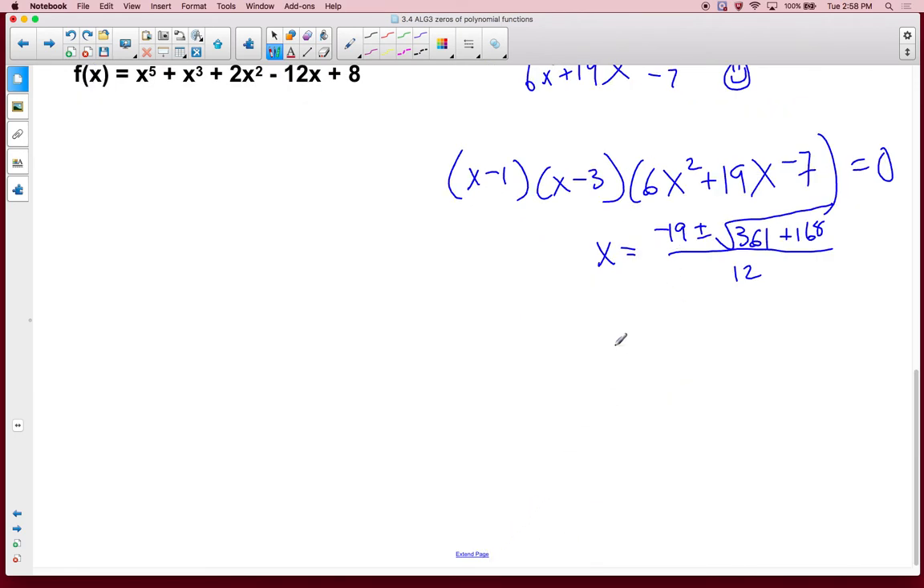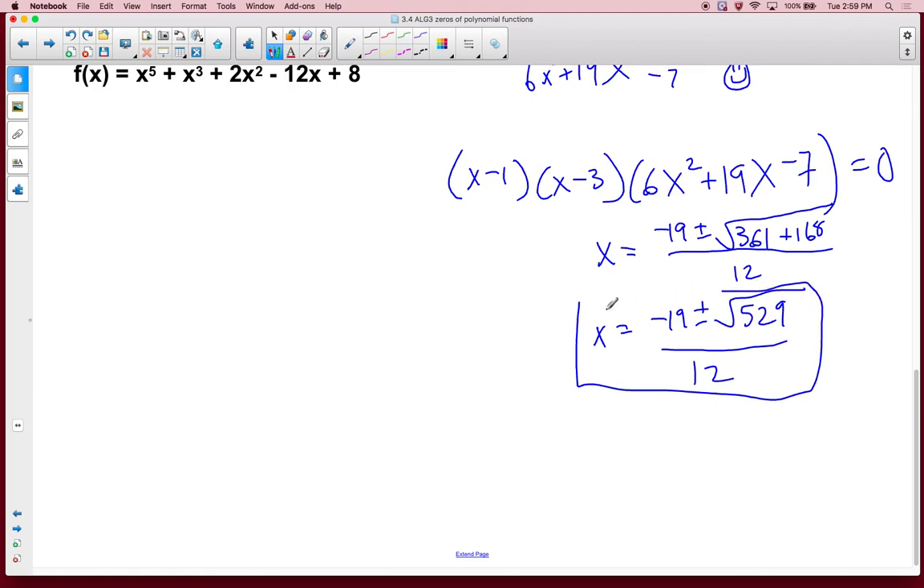Okay, let's simplify this a bit more. Negative 19 plus or minus the square root of 361 plus 168. That's a 529 all over 12. And that will be it. This is 2 answers here, along with our x equals 1 and our x equals 3, for a total of 4 answers.